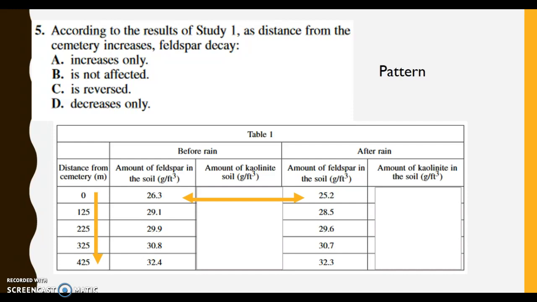So when we're the closest to the cemetery, the amount of feldspar that we're getting is 1.1. That's how much we're decaying, grams per foot cubed. And then as we get further away, we see a smaller amount of decay to 0.1. If you look at the difference between all of those numbers, you'll see that there is a consistent decrease in these numbers, right? Which leads us to answer choice D.